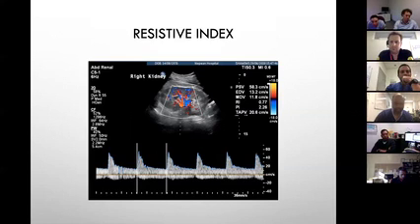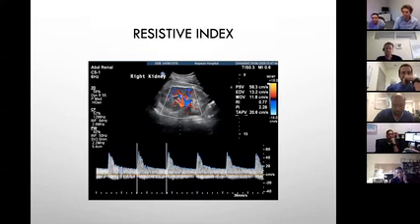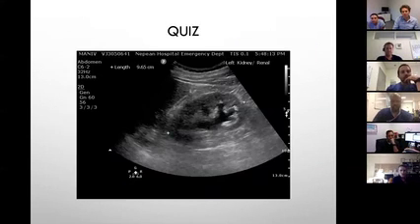Yeah. This is the machine calculating it. You know where the peak systolic is, put a dot in there. Put a dot on the end diastolic velocity. You get your resistive index anyway, because RI is angle independent. That's why. All right, I've only got three more slides or something like that.